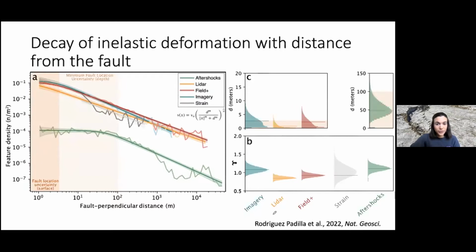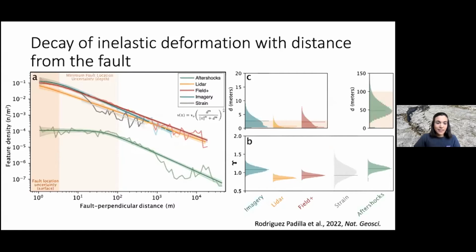I want you to note that the corner position D is farthest out for the aftershocks at 50 meters, and it sits between 0 and 12 meters for the higher resolution LiDAR and image-derived fracture data sets, and it cannot be resolved at all for the strain data. So for these higher resolution data sets, these are both on the order of the spatial error of the main rupture trace location, and also most of these fits allow for the absence of a corner. They allow for D to be equal to 0. And for the aftershock data, D is comparable to the 100 meter or so horizontal location uncertainty of events used to define subsurface fault geometry.